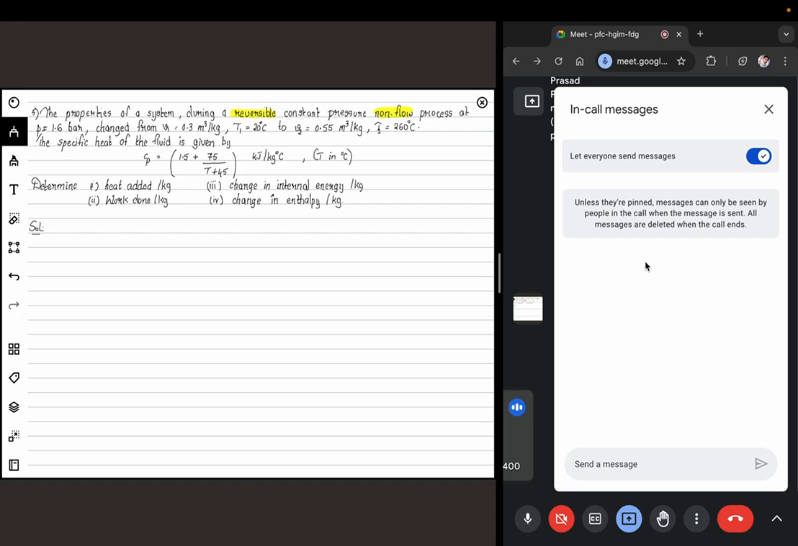First, we know that it is a reversible and constant pressure process. So in a constant pressure process, heat added is given by the integral of Cp dT. Again noting that this relation is valid only for a constant pressure process.